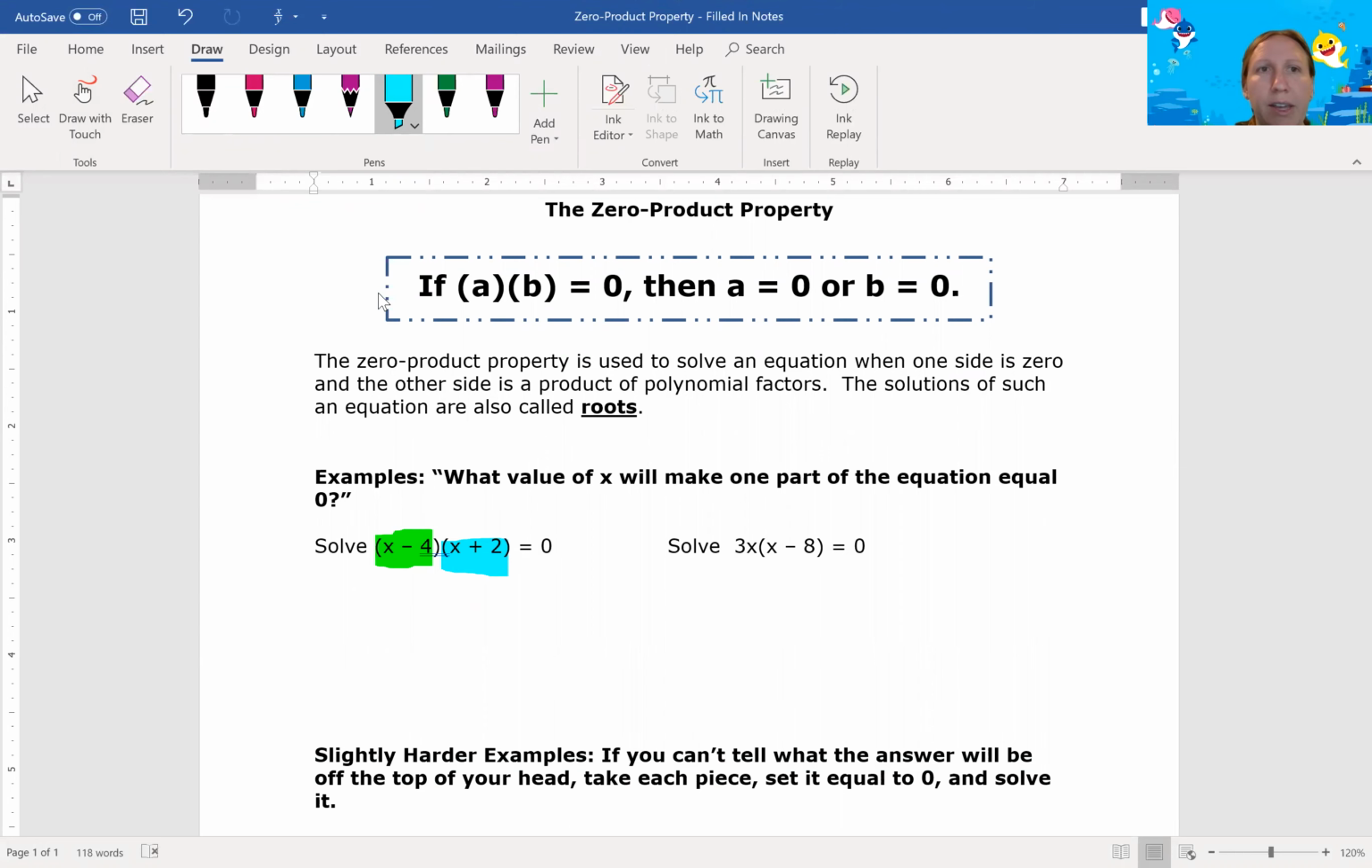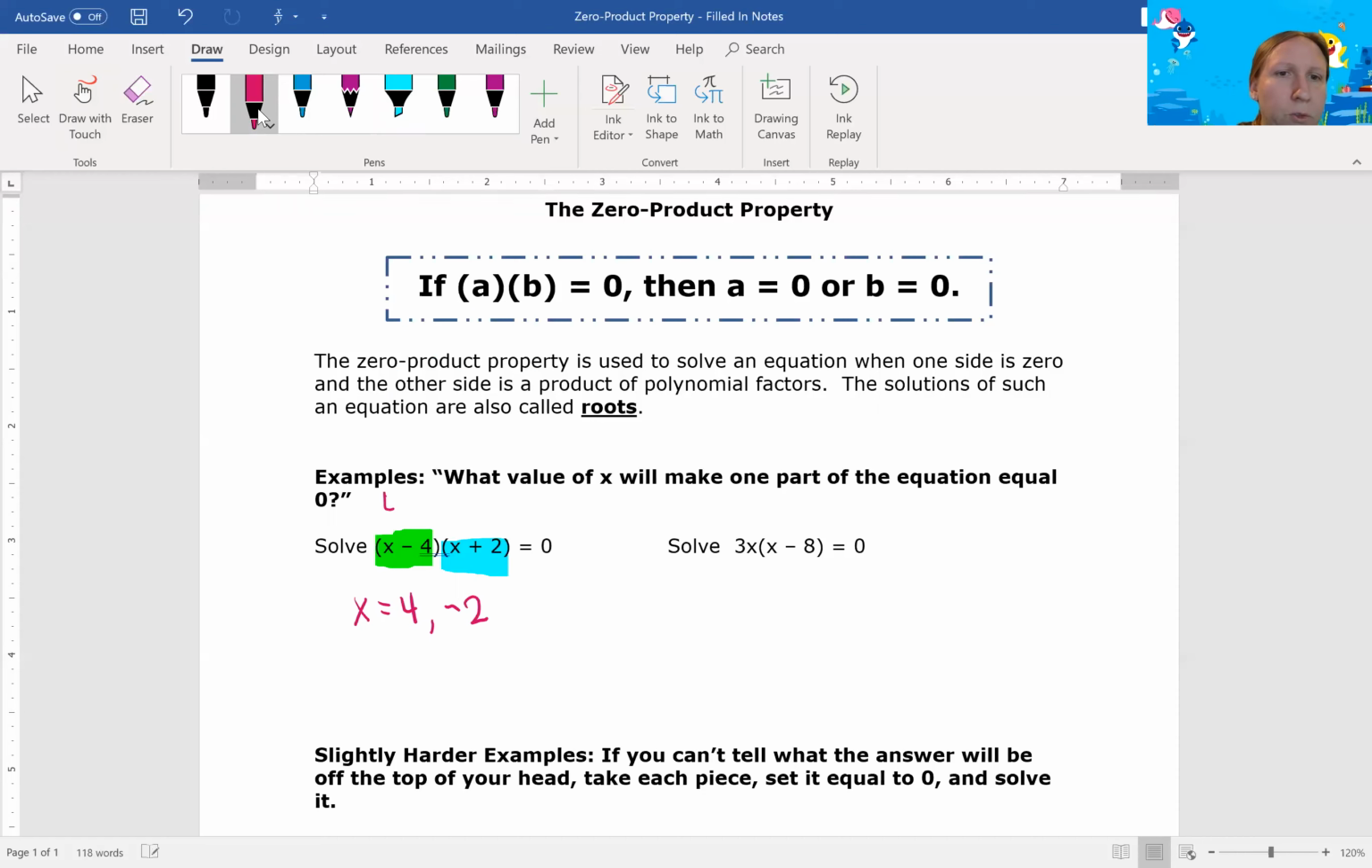So we're going to say, if x minus 4 is the piece that is 0, what is x equal? In that case, x would be 4. If x plus 2 was the piece that equals 0, that must mean that x is negative 2. So our solutions to this equation would be 4 and negative 2. And once again, when you plug them in, we're not saying both parentheses are going to be 0, just one of them is going to be 0, and that's good.